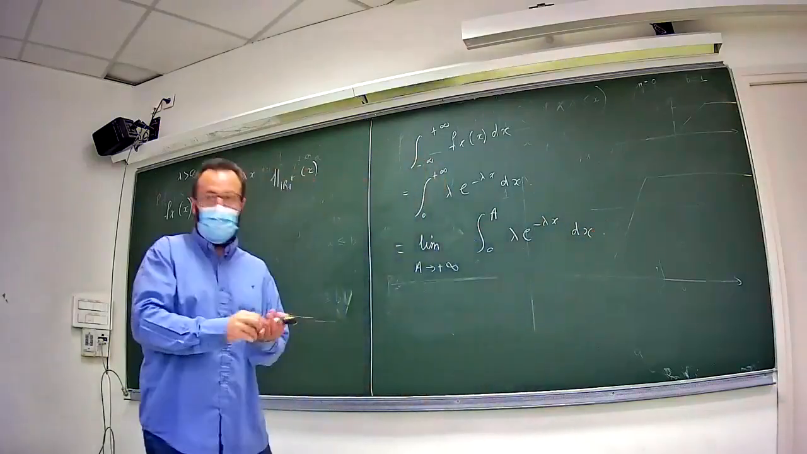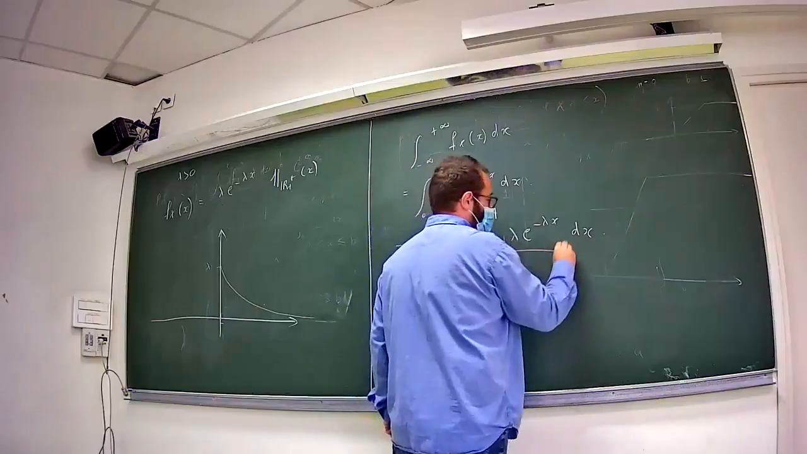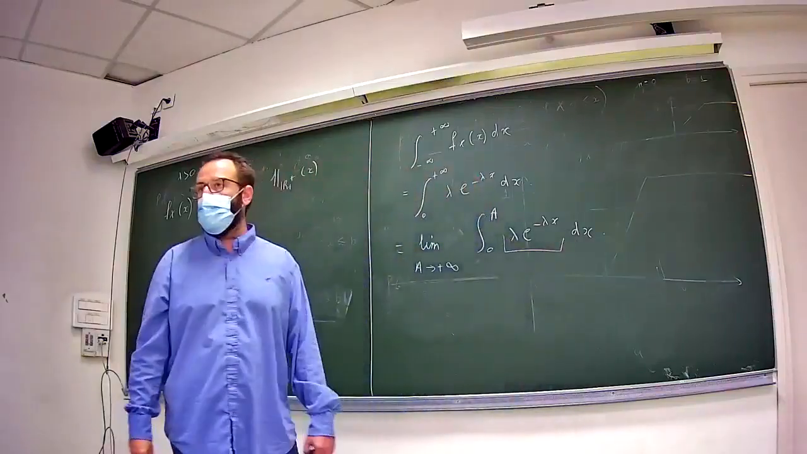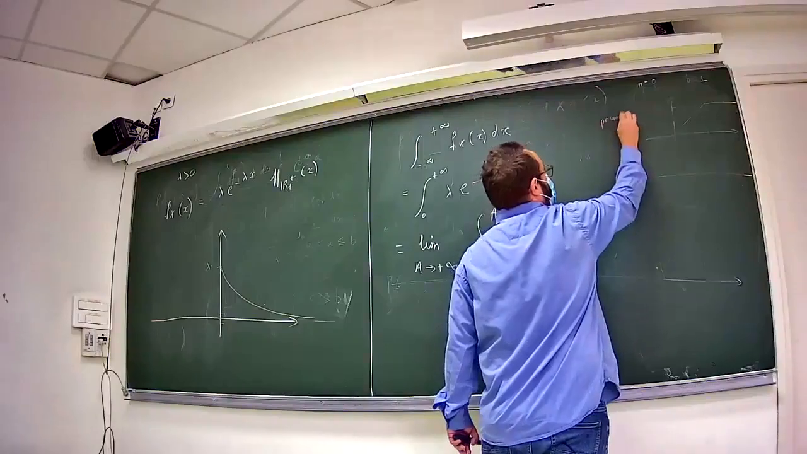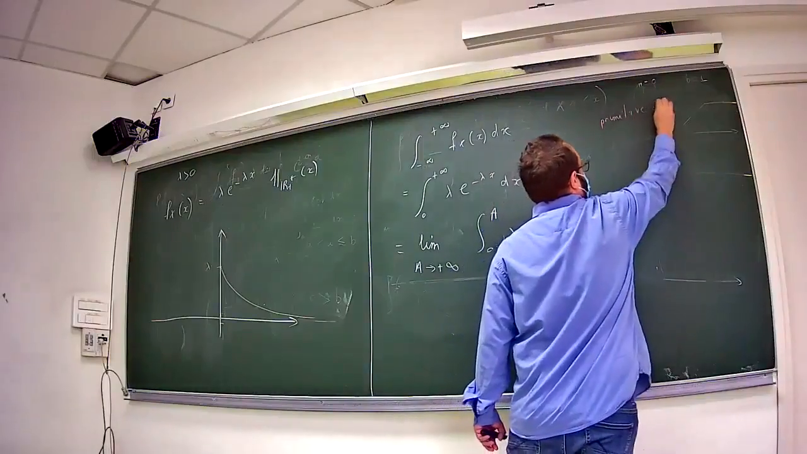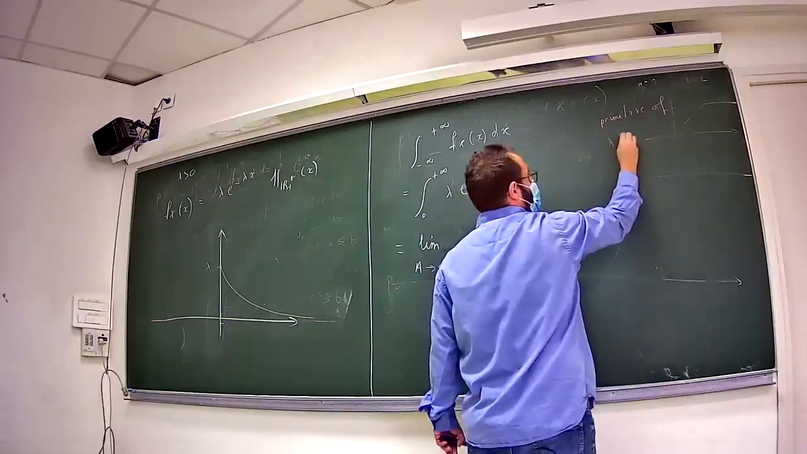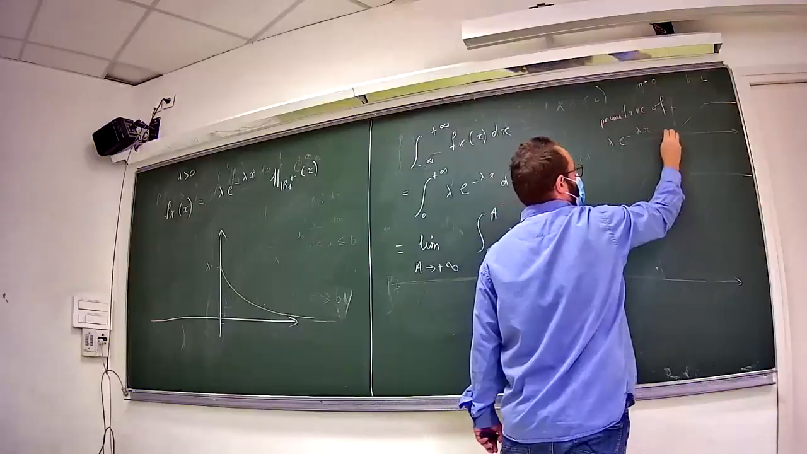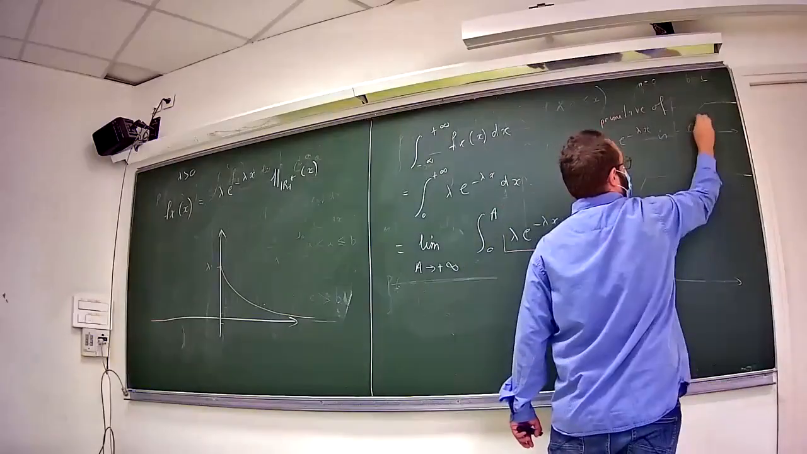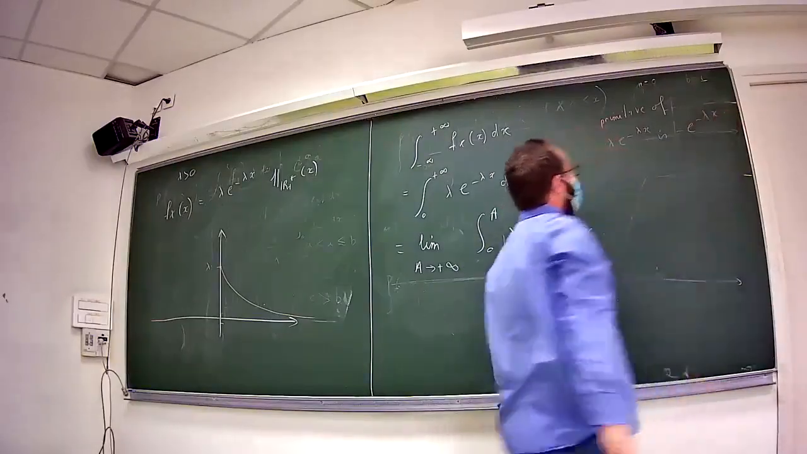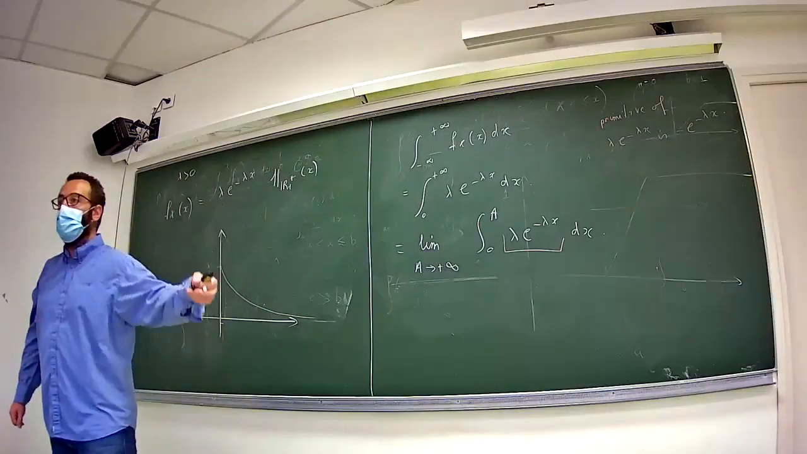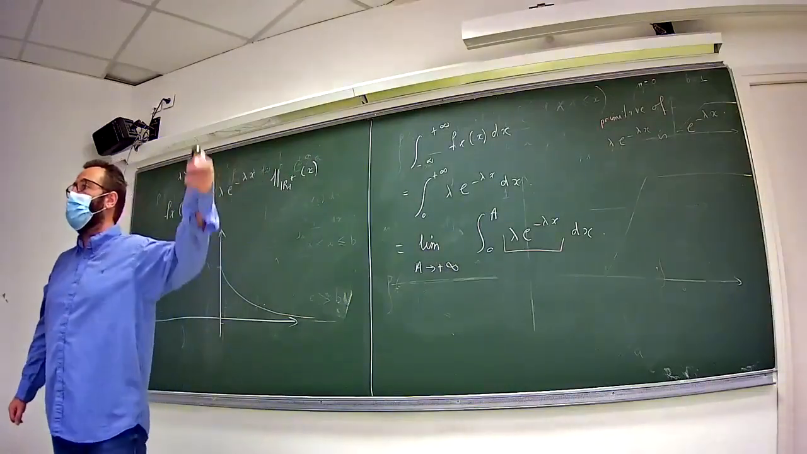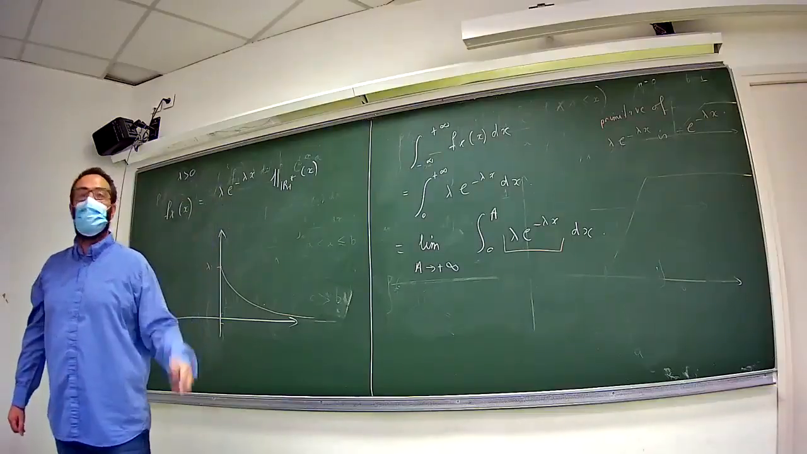In order to compute this, I want to find the primitive of this term. The primitive of lambda exponential minus lambda x is minus exponential minus lambda x. So you have to know the primitives in this course. If you don't know them, you won't be able to do any kind of computation with integrals.